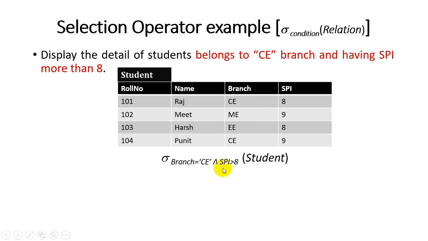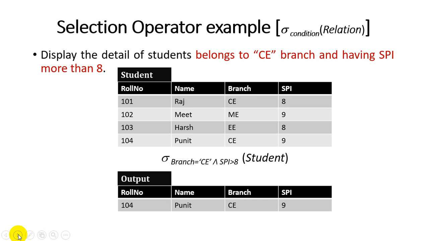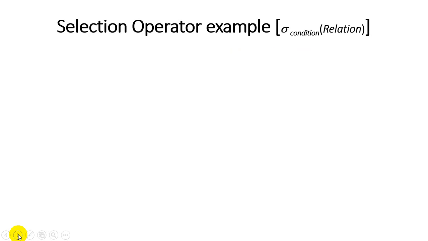Based on both conditions, with the help of the student relation, we provide the results. The tuples which belong to the CE branch as well as have SPI greater than 8, where both conditions are satisfied, are the only ones displayed. As per the output, roll number 104 belongs to the CE branch and has SPI greater than 8. So that is the output of this selection operation.